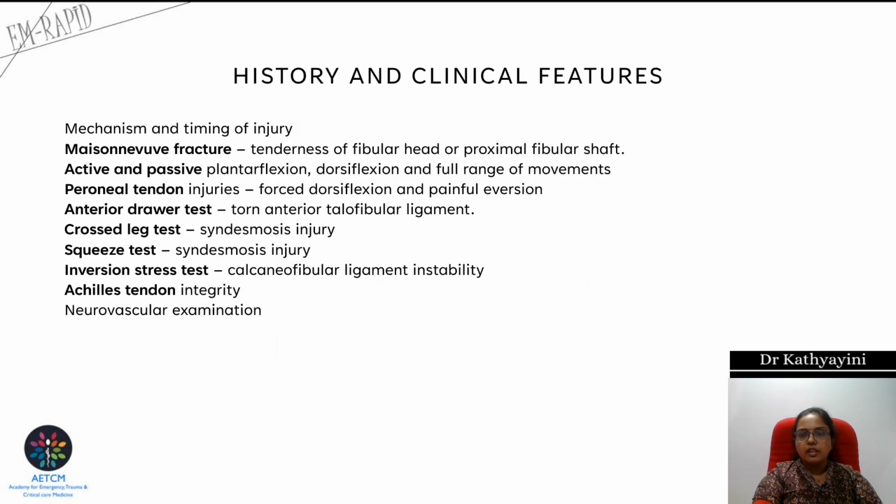Then in ankle injuries, what are the history and the clinical features that we should check for? Again, the mechanism of injury and the timing of injury are important. Then there are certain tests and certain signs that point towards certain injuries. There is a Maisonneuve fracture, where there is tenderness of the fibular head or the proximal fibular shaft. So we have to suspect that when there is tenderness of the fibular head or proximal fibular shaft.